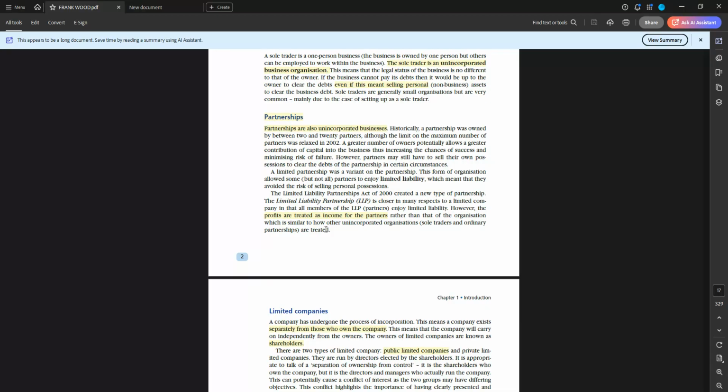The next one is a partnership. A partnership is also an unincorporated business. Partnerships are owned by between 2 and 20 persons. If it's more than that, it's no longer a partnership. The limit on the maximum number of partners is set as per the Partnership Act 2022, where a greater number of owners potentially allows a greater contribution to the capital.